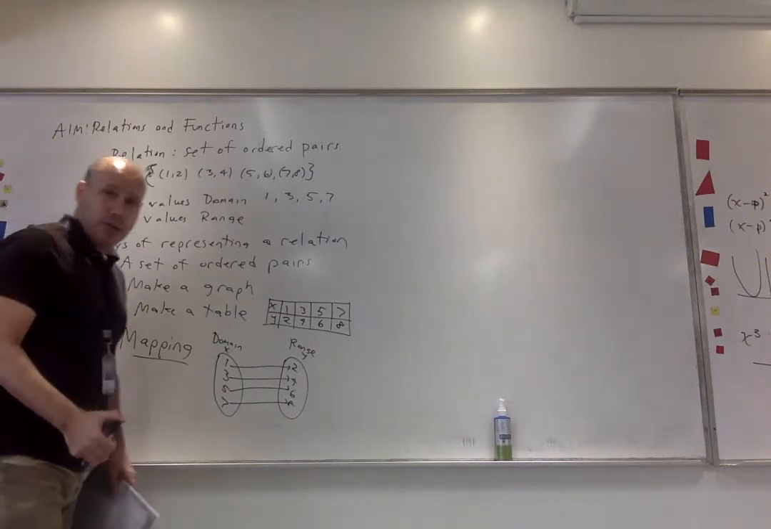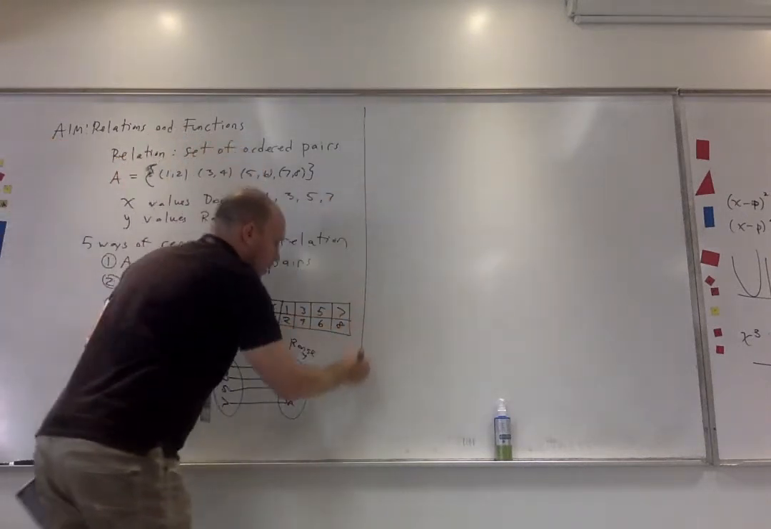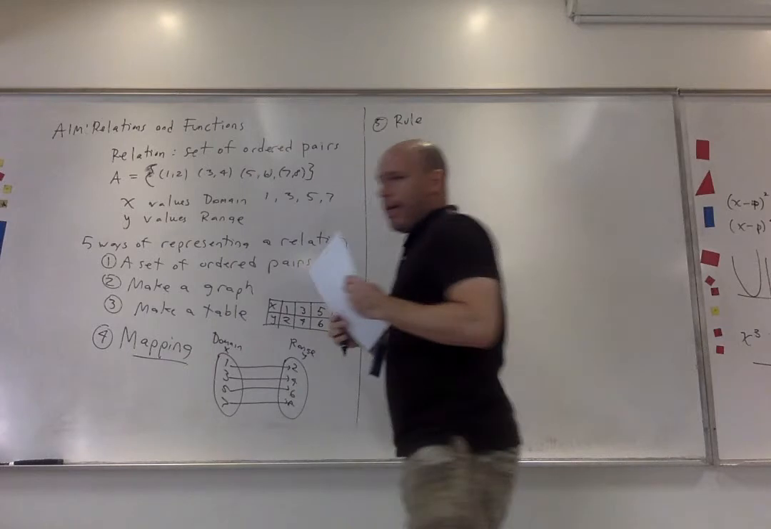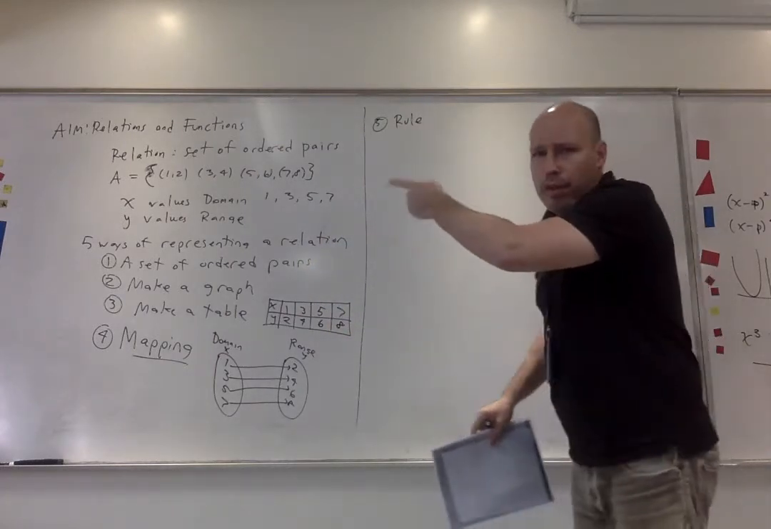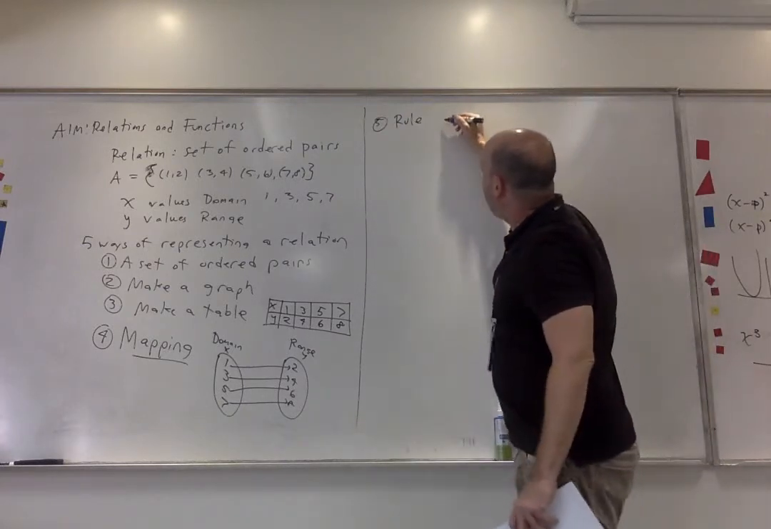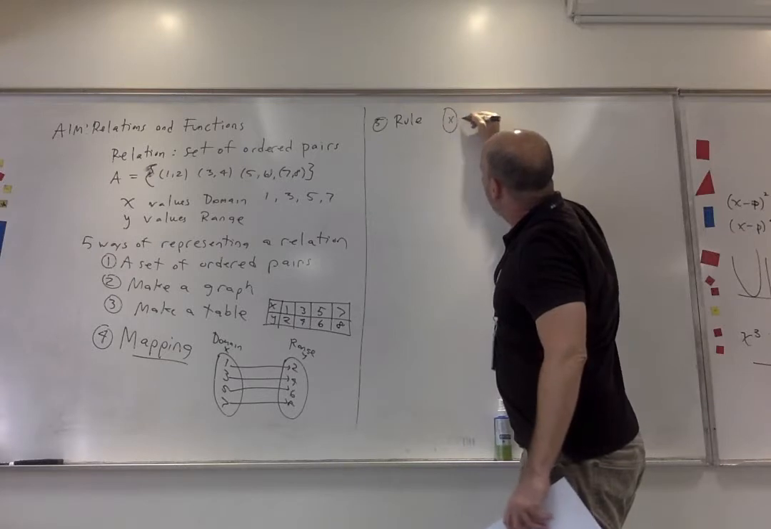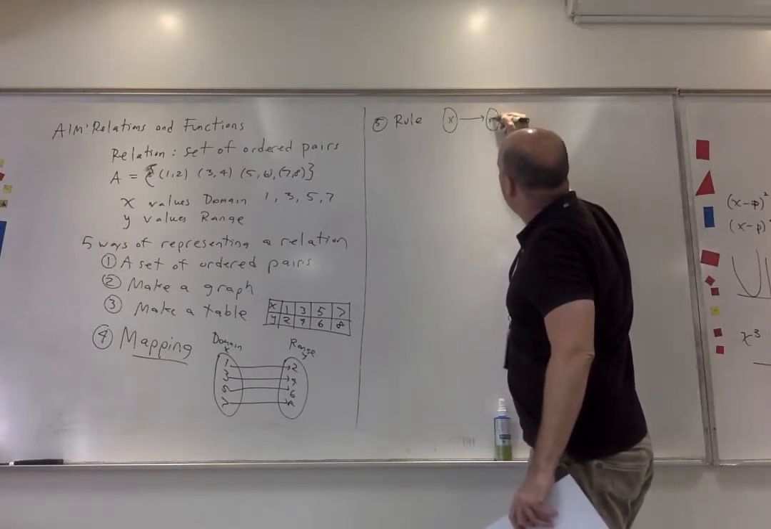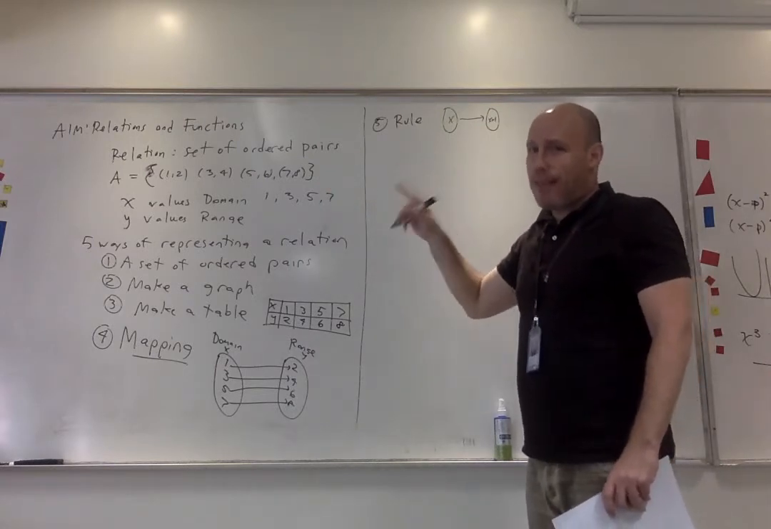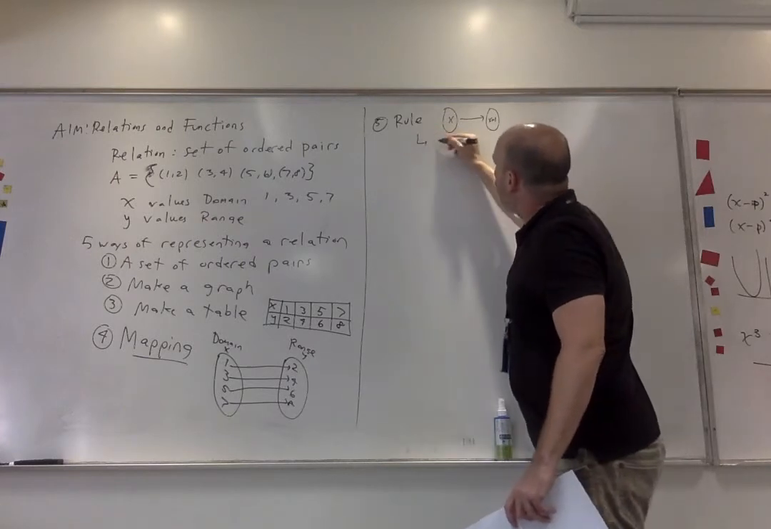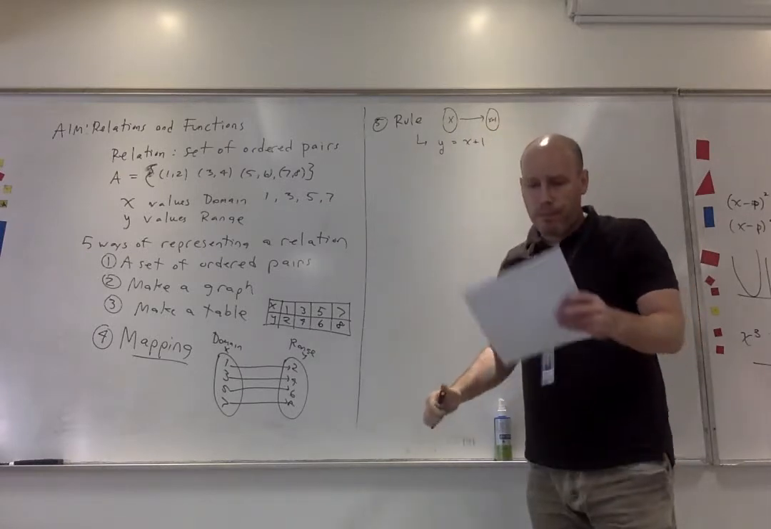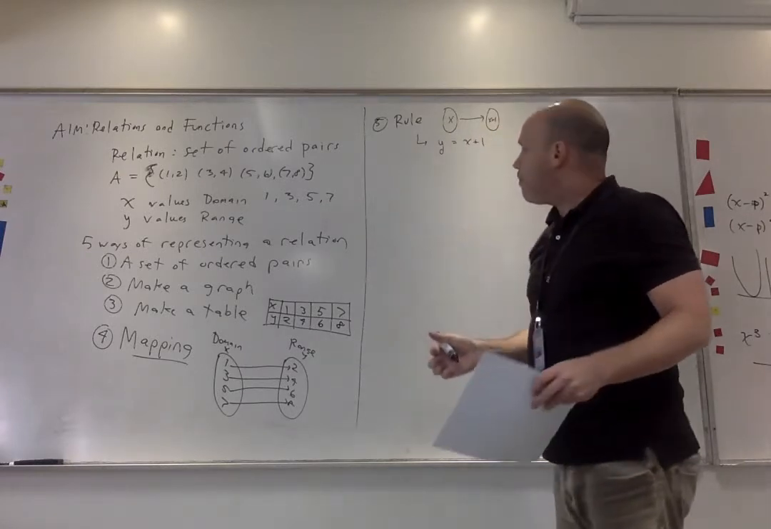The last way we can represent a relation, number 5, is by a rule. The question is, once again, are these just random points, or are they connected some way? And some of you might say, oh, I would rather take the x value. To go from the x value, we have to add 1, right? So 1 goes to 2, 3 goes to 4, 5 goes to 6, and 7 goes to 8. So the rule is our y value is equal to x plus 1. This is a rule. Okay? Good.